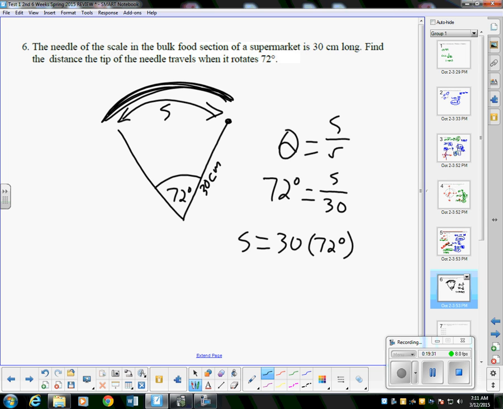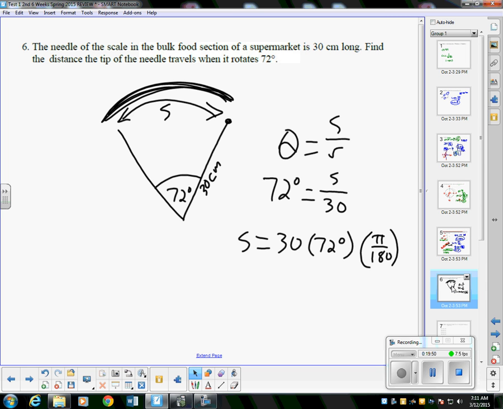Now, if we just stop right there, we're not going to get the right answer because, remember, when we did this, theta is equal to S over R, your angle has to be in radians. So we've got to convert 72 degrees to radians. We simply do pi over 180, and by doing that, that's going to convert it for us.